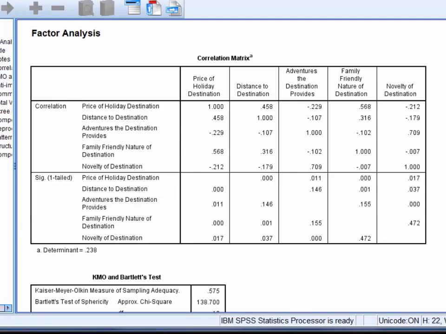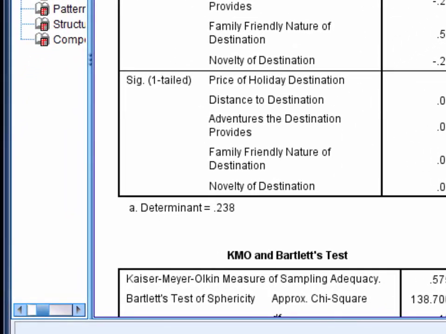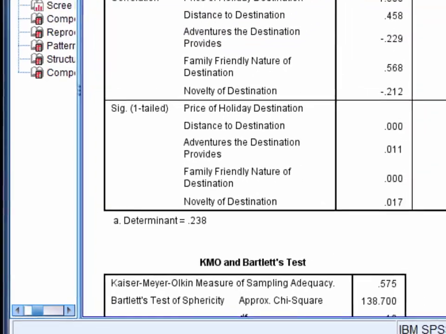If all of the correlations in this matrix are close to 0, then you should be wary about running PCA, as you're likely to extract as many components as you have items. Underneath the correlation matrix is the determinant. This is an indicator of multicollinearity. It should be greater than 0.00001, which it is here.